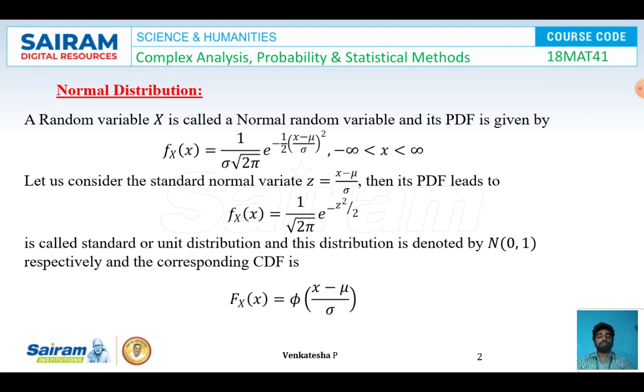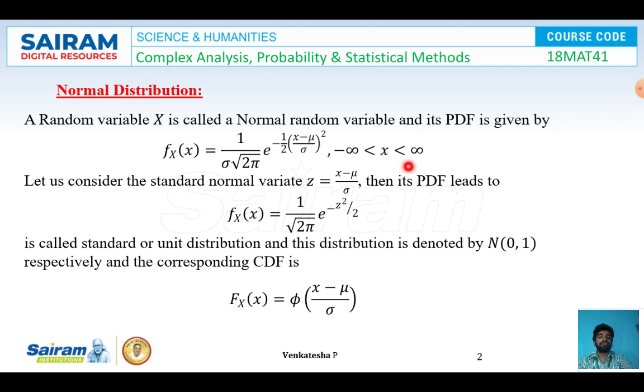What is normal distribution? A random variable x is called a normal random variable if its probability density function is given by f_X(x) = 1/(σ√(2π)) e^(-1/2 ((x-μ)/σ)²), with the range of x being minus infinity less than x less than infinity.